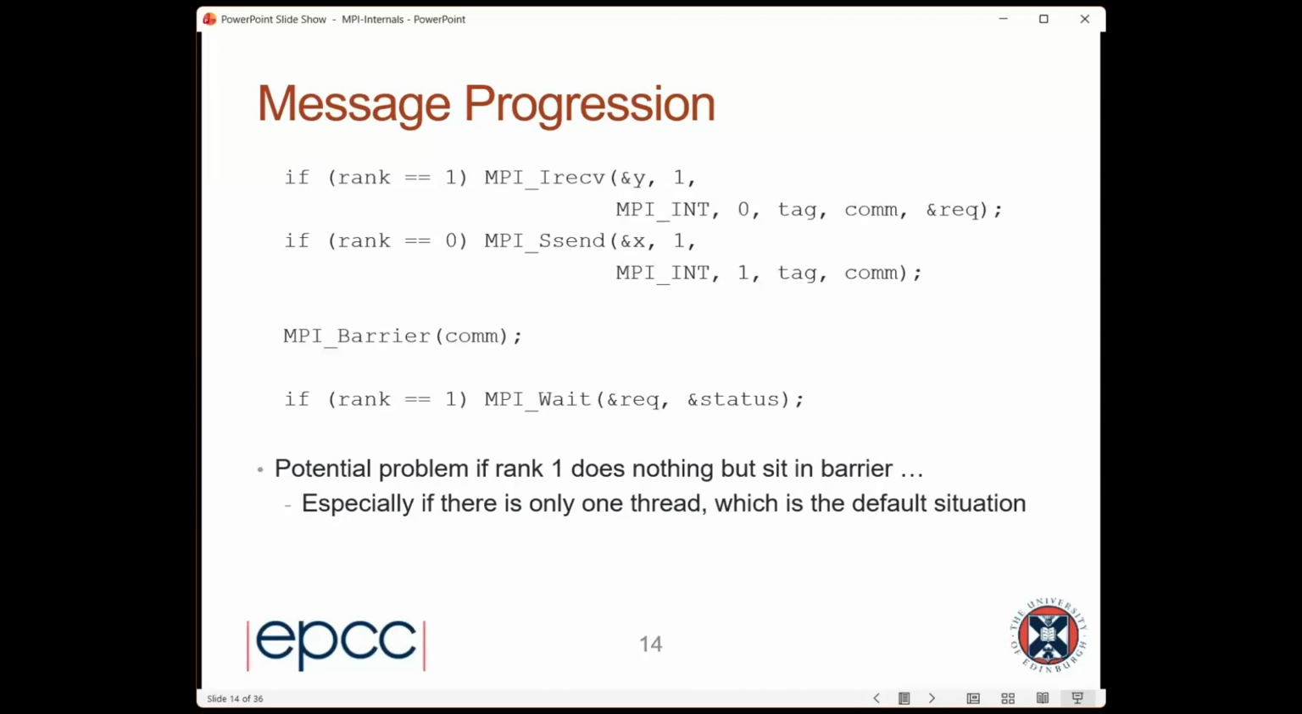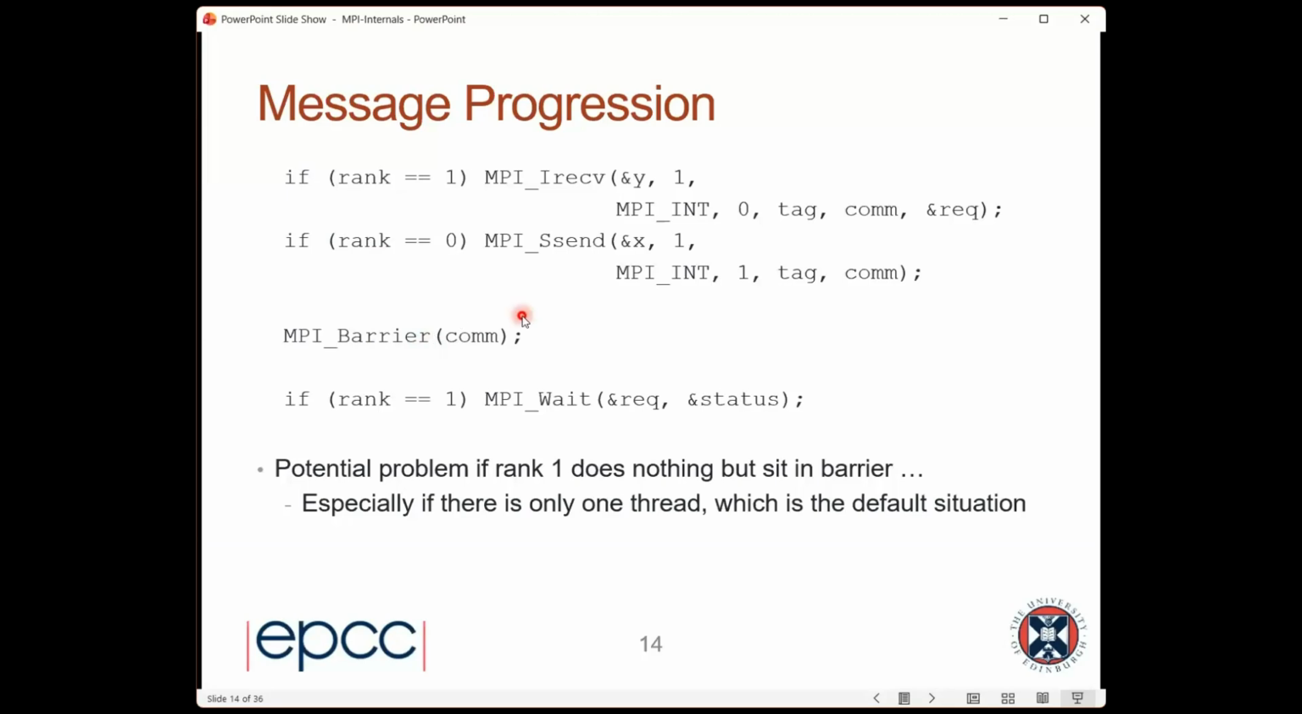So this is message progression. You may not have thought about it, so I'll go through a slightly contrived example. Rank 1 sets up a non-blocking receive for an integer from rank 0. So rank 1 is saying, I'm expecting a message from rank 0, but this is non-blocking, so in the future I'm going to be expecting a message. And then it goes on and calls a barrier. So it's sitting in a barrier.